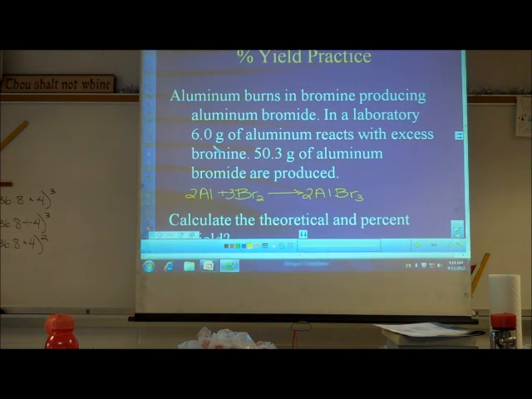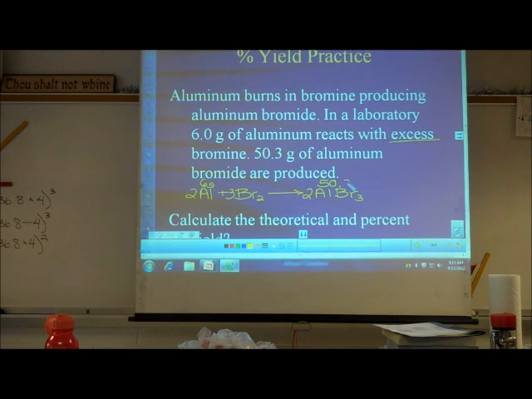In a laboratory, 6 grams of aluminum reacts with excess bromine. Please do not be thrown off by that word. It's just telling you so that you don't even have to worry about it. It's telling you that aluminum is the limiting reactant and bromine is the excess reactant. Okay? This is not a limiting reactant problem. We have 6 grams of aluminum, so I'm just going to write that right there above the Al. 50.3 grams of aluminum bromide are produced.